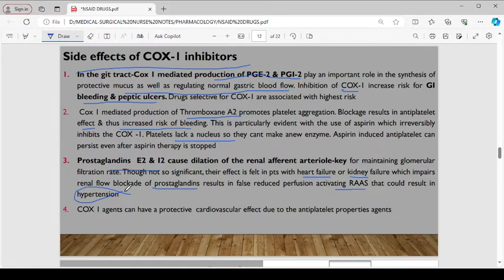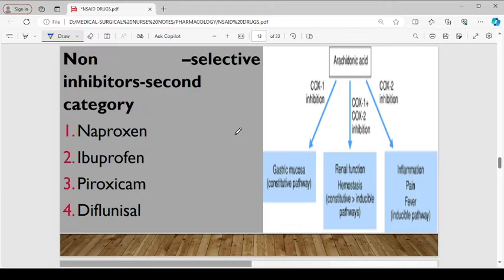Lastly, COX-1 agents also have a protective effect on the cardiovascular system, and this is due to the antiplatelet properties. So remember we said we are going to block thromboxane A2, so that means the platelets will not be able to aggregate together. That means we are going to reduce the chances of having clots, stroke, and myocardial infarction, which could be beneficial for the patient.